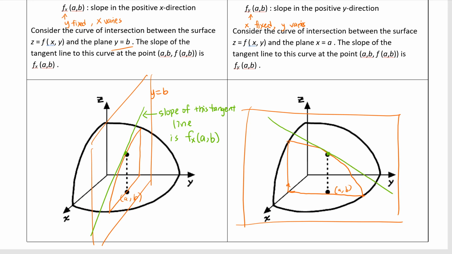Okay, the slope of the tangent line to this curve at this point. Alright, so the slope of this tangent line is partial f partial y at (a, b). So far, so good. So they represent slopes of tangent lines, but in different directions. Partial f partial x is in the positive x direction. Partial f partial y is in the positive y direction. So keep these pictures in mind.